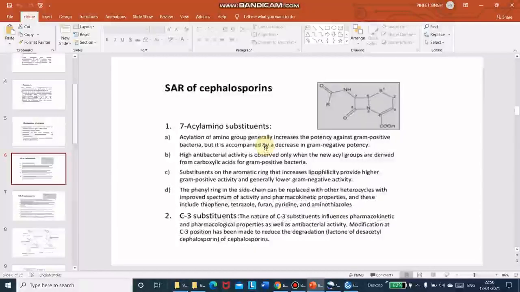So basically होता क्या है, अगर ग्रुप 7 पे असाइलेशन किया हमने अमाइनो ग्रुप का, तो क्या होगा कि पोटेंसी ग्राम पॉजिटिव के प्रति बढ़ जाएगी बट डिक्रीज ग्राम नेगेटिव के लिए. असाइलेशन ऑफ अमाइनो ग्रुप, एसिटाइल ग्रुप ऐड कर दिया, तो इस ग्रुप की जो पोटेंसी है, बढ़ जाएगी ग्राम पॉजिटिव के लिए, लेकिन उतनी ही कम हो जाएगी ग्राम नेगेटिव के लिए. तो दूसरा पॉइंट जो है कि बैक्टीरियासाइडल जो एक्टिविटी इसकी बढ़ेगी, इंक्रीज होगी अगर हम इस पे एक न्यू असाइल ग्रुप ऐड कर देते हैं.